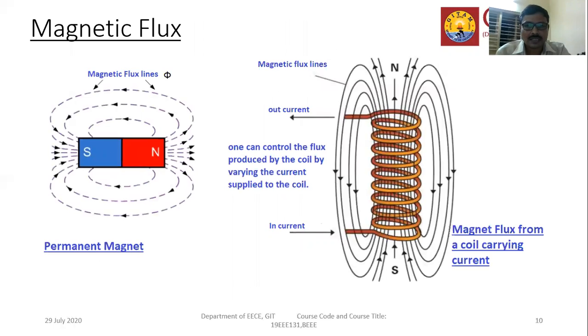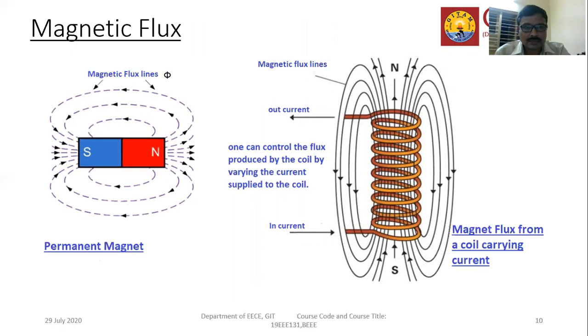Let us see the magnetic flux. In this slide, you can see on the left picture a permanent magnet. On the right side, you can see an electromagnet. What is called an electromagnet, right? So on the left side there is a permanent magnet.